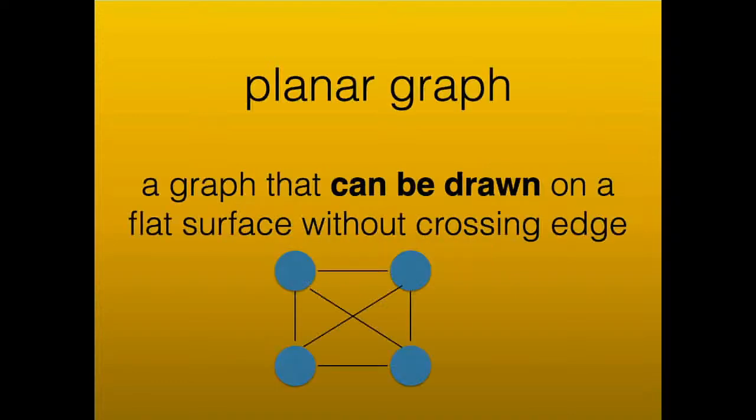Probably you have known this as well. It's a graph that can be drawn. The key here is "can be drawn". Even though it is drawn with crossing edges, if it can be adjusted so that it doesn't cross, it's still called a planar graph. So this is also called a planar graph, right? And there are many cool properties that might help you solve problems if the graph is guaranteed to be planar.